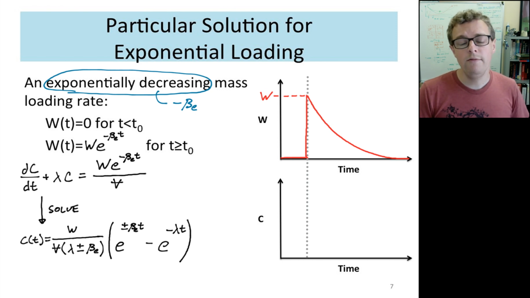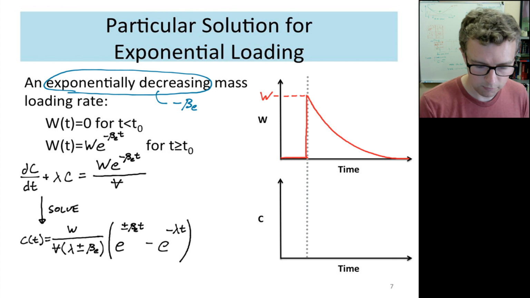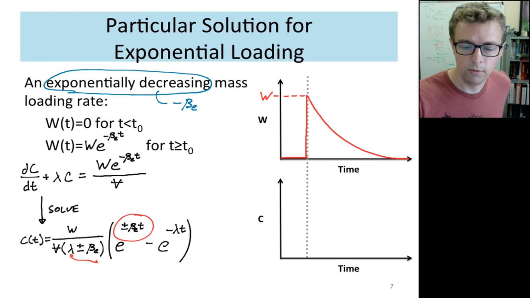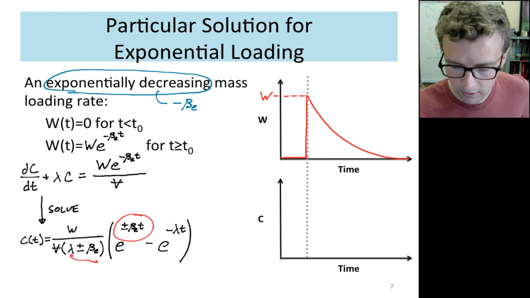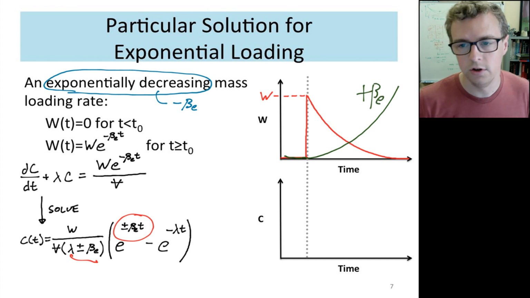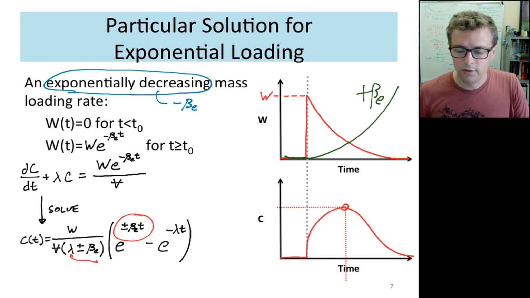Now, I've presented this to you as though it's exponentially decreasing. And you'll notice in the bottom of your slide that I've written these as plus or minus beta E, plus or minus beta E in this term and in this term. Right? And the reason that I've done so is that the same equation could be used if you had an exponential ingrowth of loading. So for example, if your loading starts out at 0, and then it grows in exponentially, you can simply use the plus version of beta E instead of the minus version of beta E.